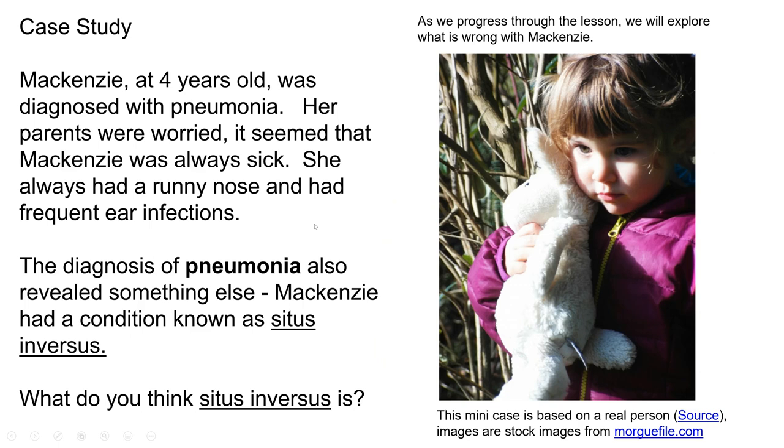Now, as we progress through this PowerPoint, we are going to be referring to this case study. As you see here, this mini case is based on a real person, but all these images are stock images. This is Mackenzie. At 4 years old, she was diagnosed with pneumonia. Her parents were worried. It seems that Mackenzie was always sick. She always had a runny nose and had frequent ear infections. The diagnosis of pneumonia also revealed something else. Mackenzie had a condition known as situs inversus. What do you think situs inversus is?